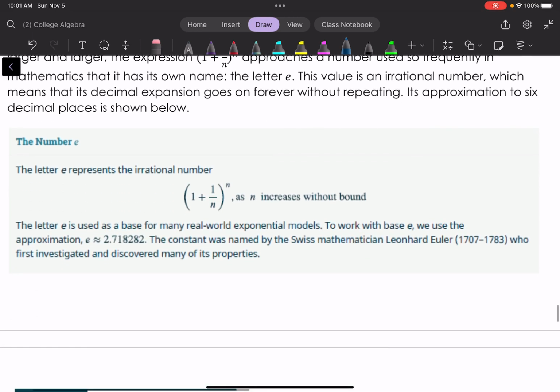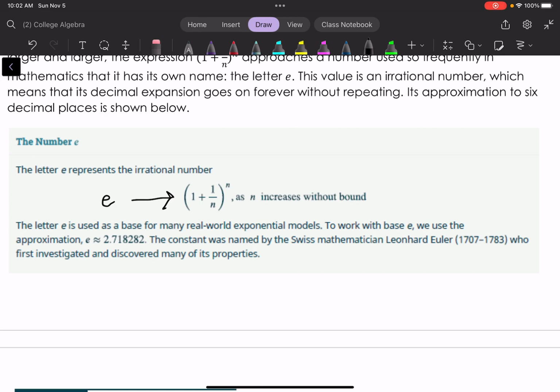And this is some information about the number E. So the number E can be expressed as the limit of this expression as n increases without bound. So as n gets extremely large, this expression approaches the value of E. And so we use that an awful lot in many applications.